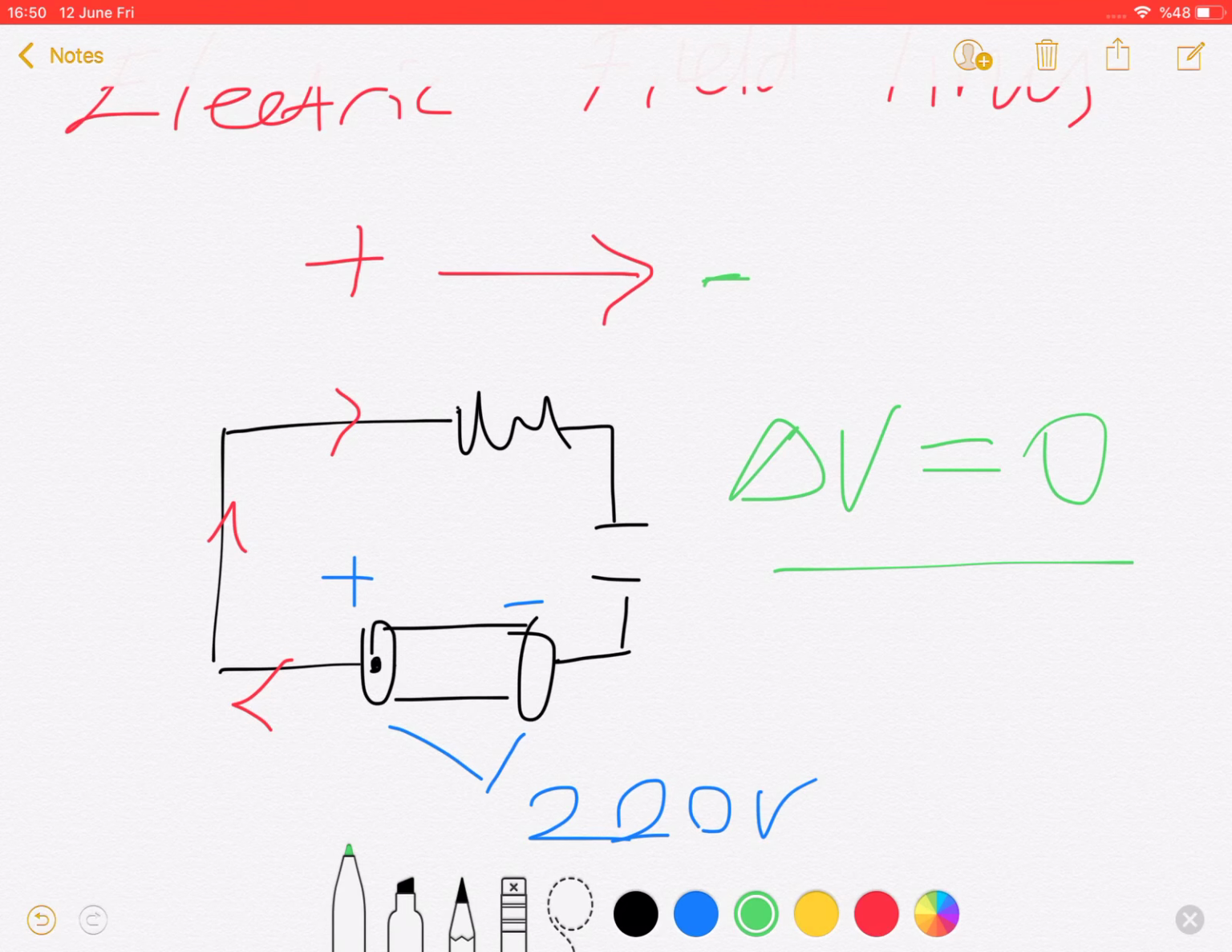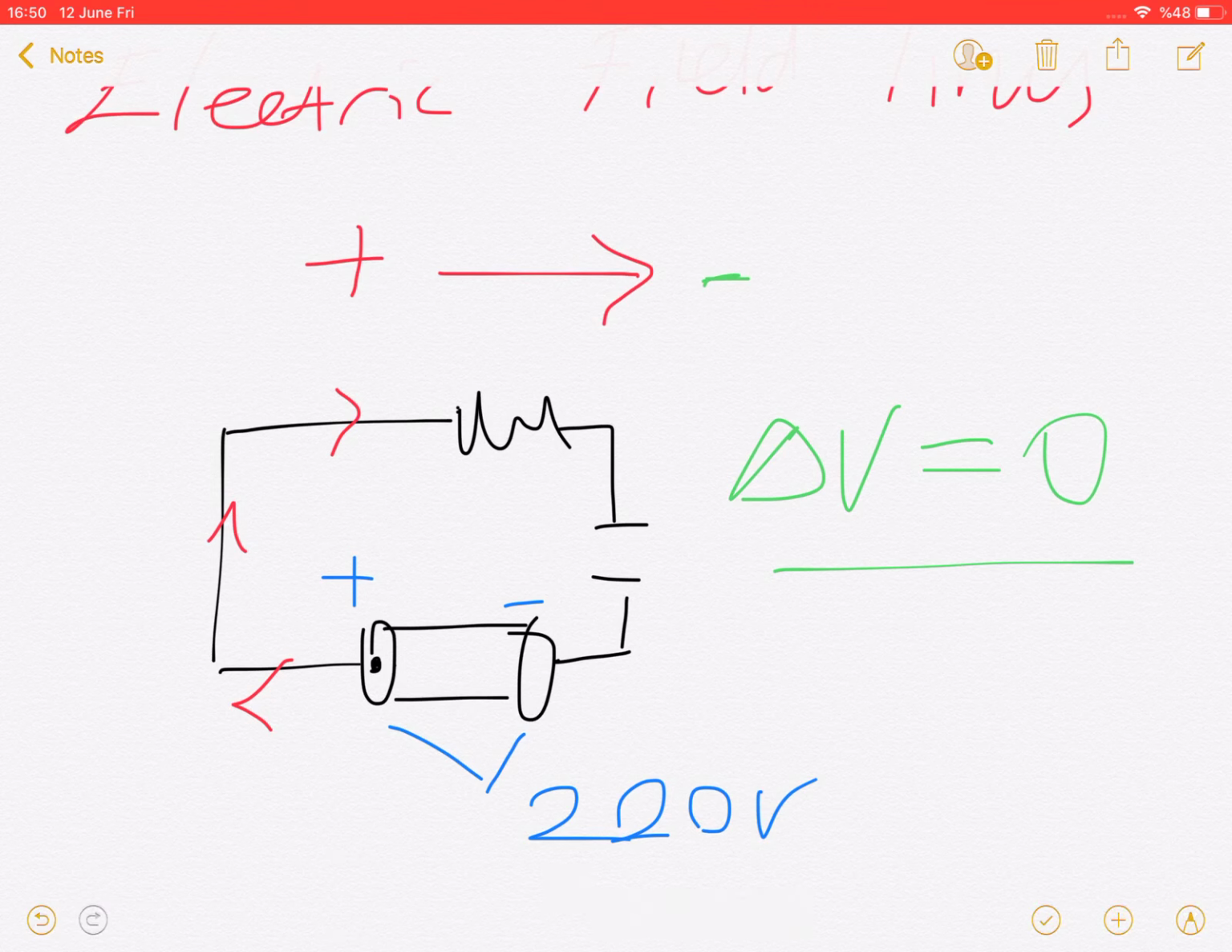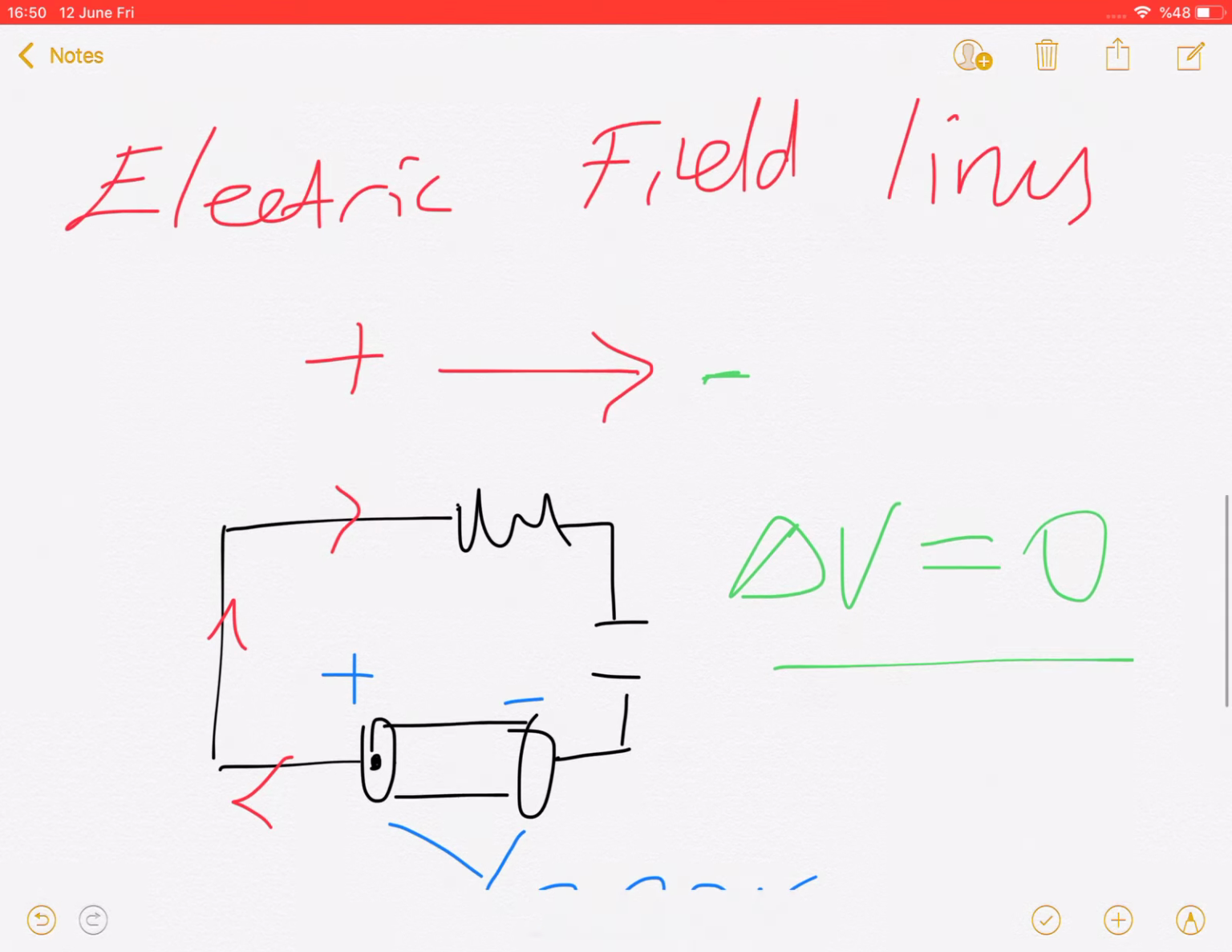So could I say there's an association between delta V and the electric field? Because if delta V equals 0, the electric field lines also equal 0, so the electric field also equals 0. So there is an association, a proportionality, between delta V and the electric field. And we also say this delta V is the potential difference.